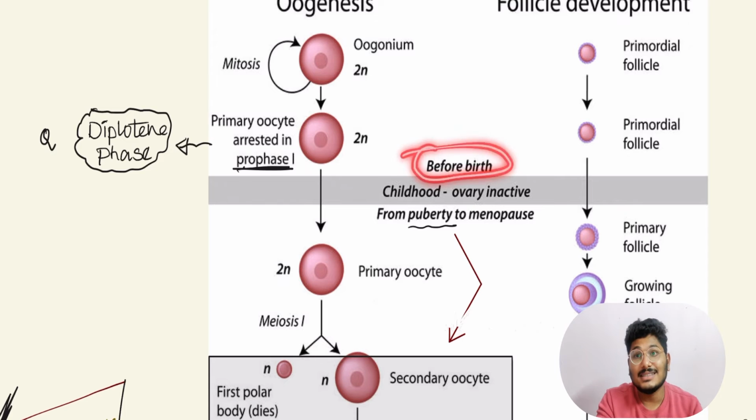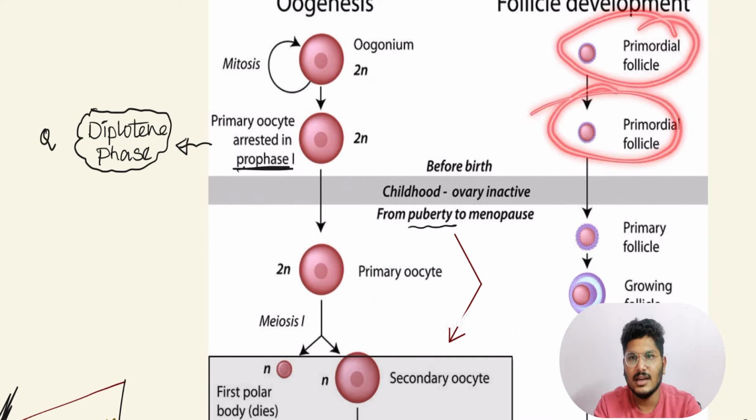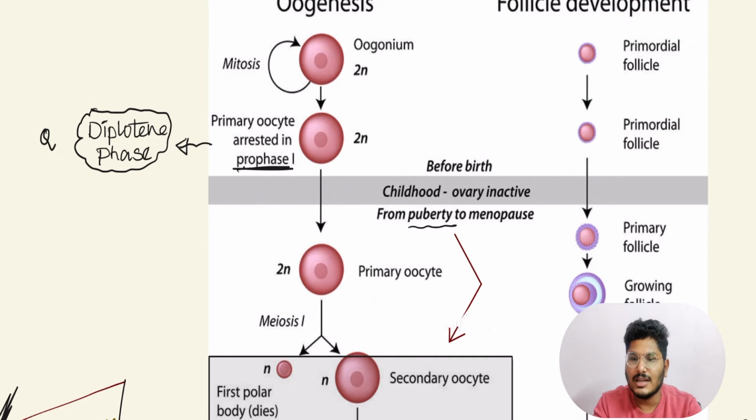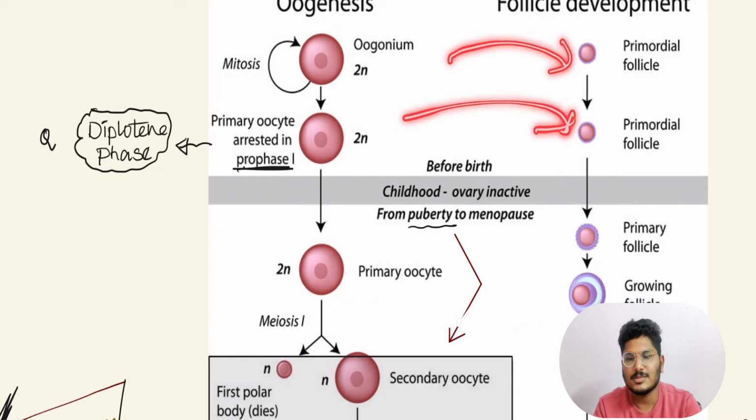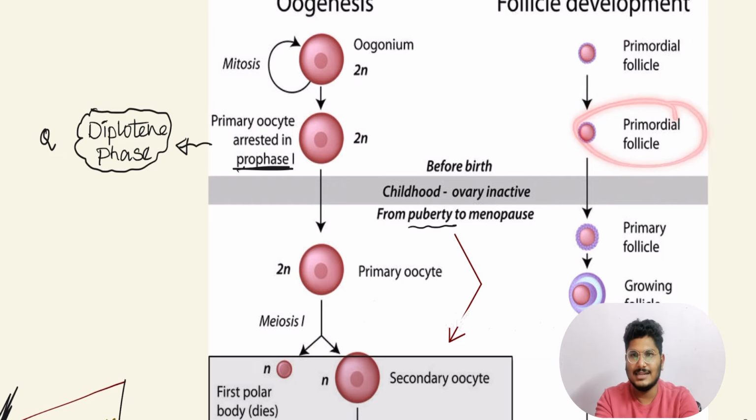This occurs before birth in the embryo itself. They are arrested like that. Until when? Until even after birth, during childhood, the ovary is inactive. These oogonial cells are present in follicles called primordial follicles in the ovary. In this primordial follicle the cell is resting, and it is arrested there as well.